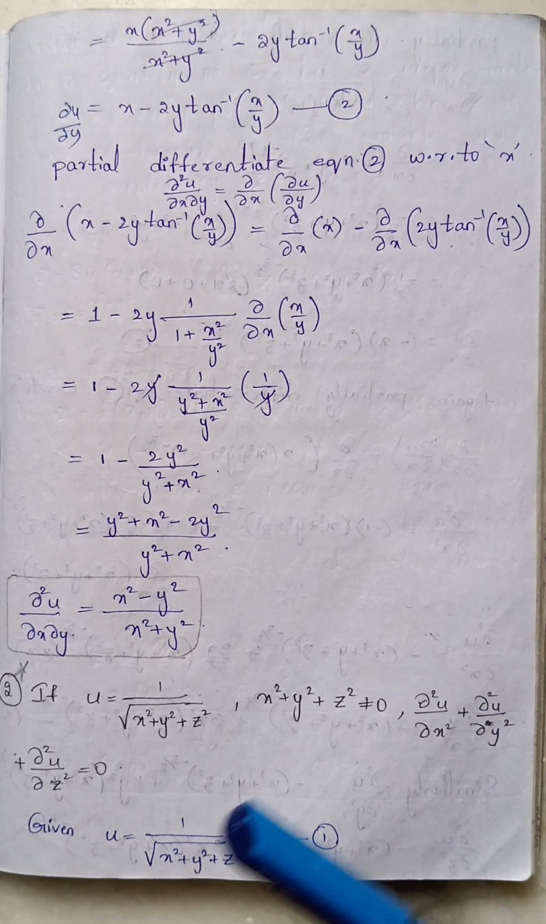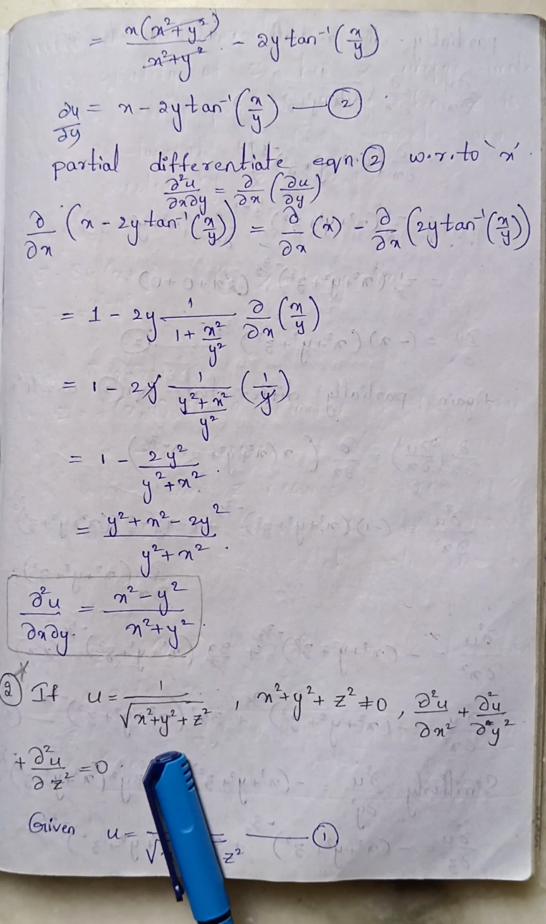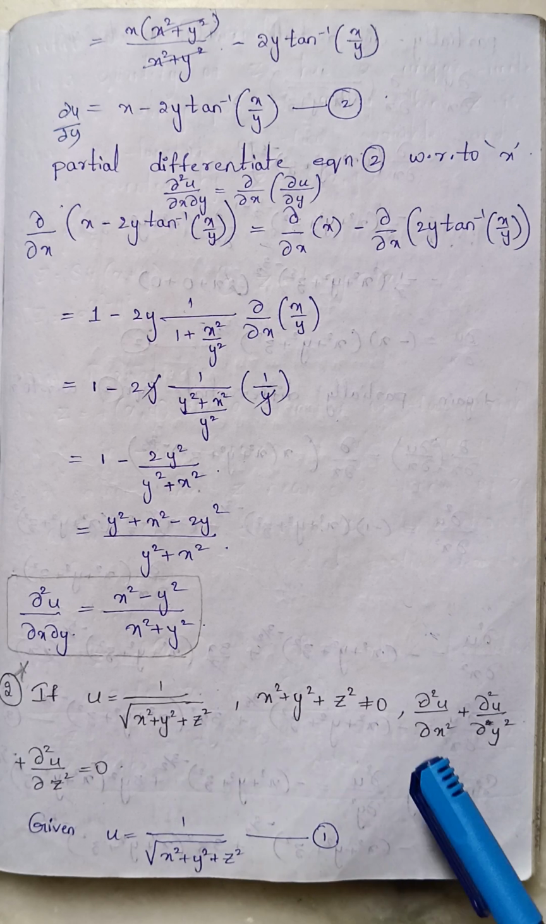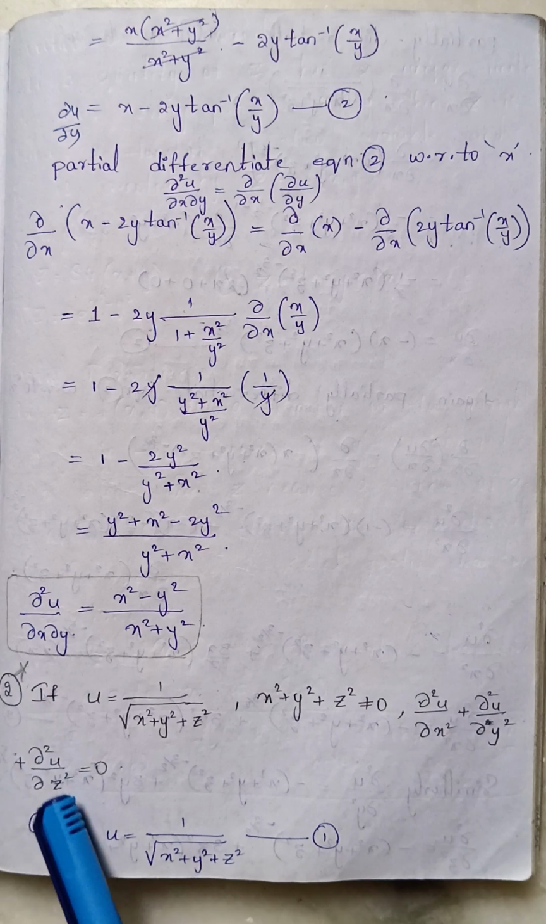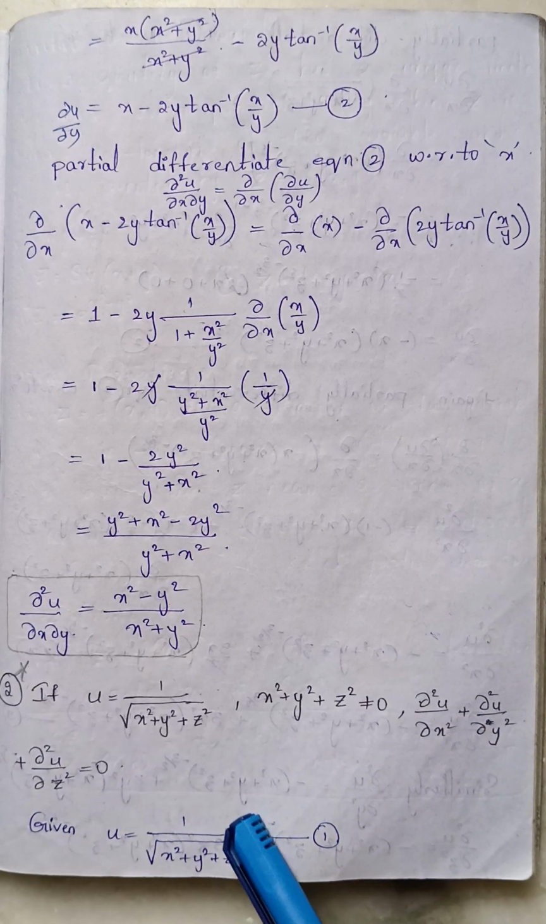Similarly, we will see another problem. u is given as 1 by root of x square plus y square plus z square. Then show that dou square u by dou x square plus dou square u by dou y square plus dou square u by dou z square equals 0. So here u is given.